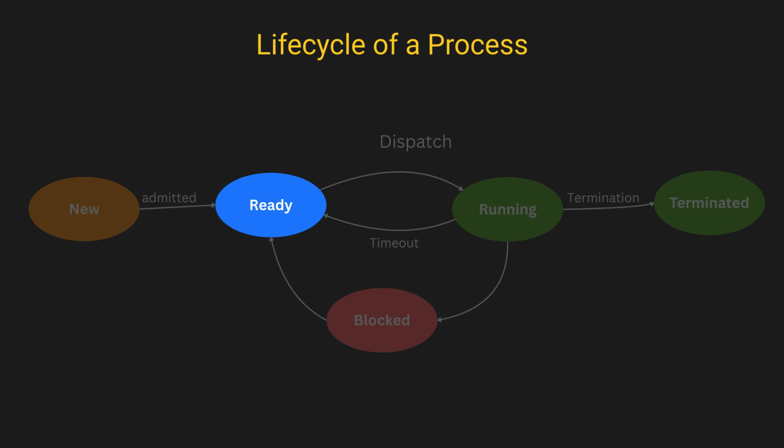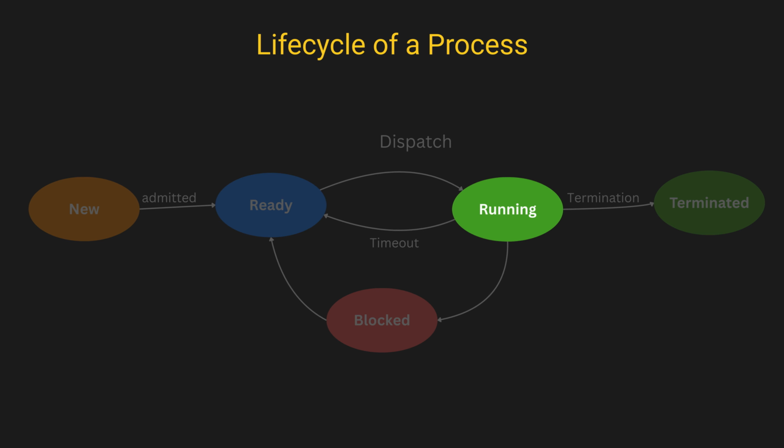Ready state. Now the process is all prepped and waiting in line for the CPU. It's loaded in memory, has its resources, and is eager to go, but the OS scheduler hasn't picked it yet. There might be a queue of ready processes, prioritized by things like urgency or fairness. For example, your video editor might jump the line over a background update. Processes arrive here after the new state, or they can return here if they were running but got interrupted. The goal is to minimize time spent waiting here to keep the system snappy.